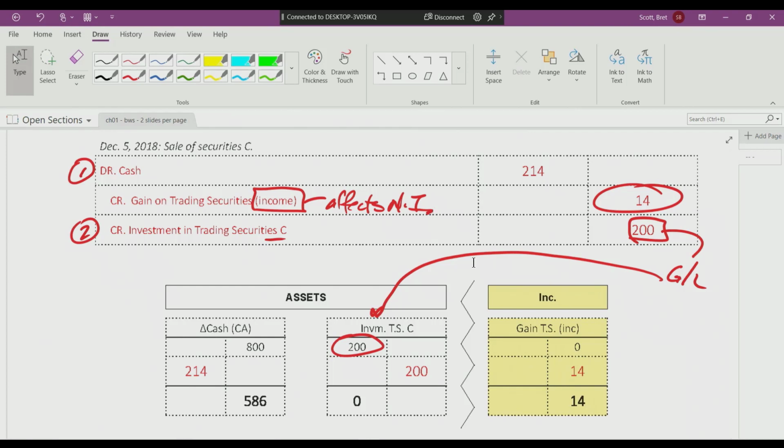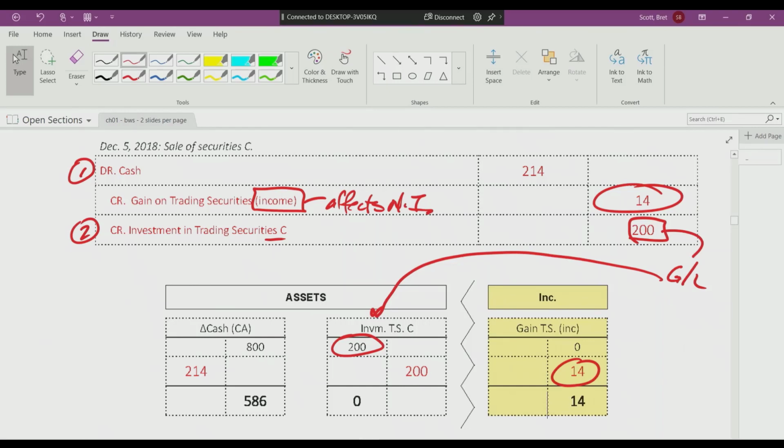And so in parentheses, I just make that little note, hey, I want to go to the gain on trading securities account that affects net income. Later, we'll talk about available for sale securities and how they bypass income and show up in a different area of the income statement called other comprehensive income.